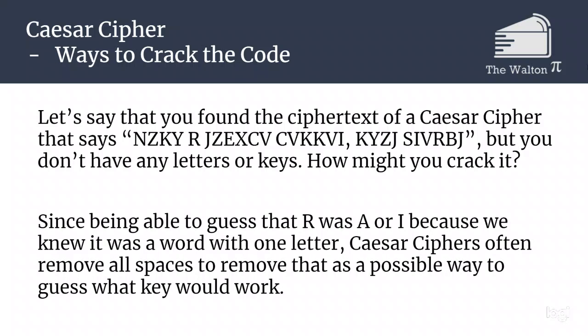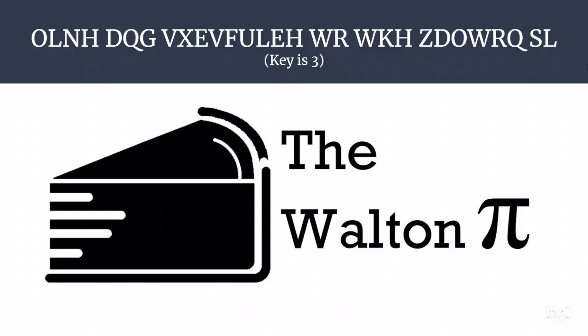For that reason, a lot of Caesar ciphers will remove all spaces before or after encrypting, along with removing any punctuation like commas or periods, because that gives people trying to crack the code additional clues that you don't want them to have. So, give it a shot, try and crack it, if you want to, of course.